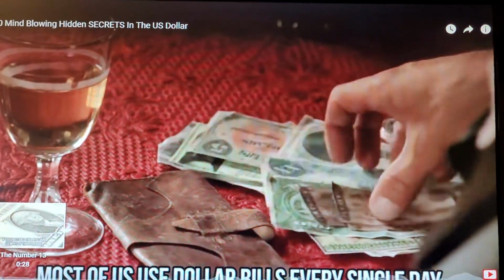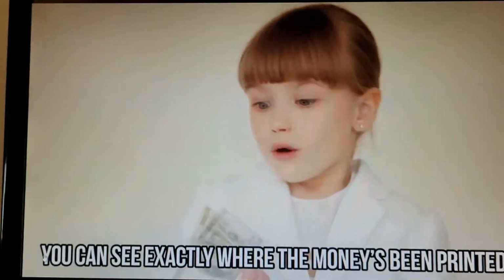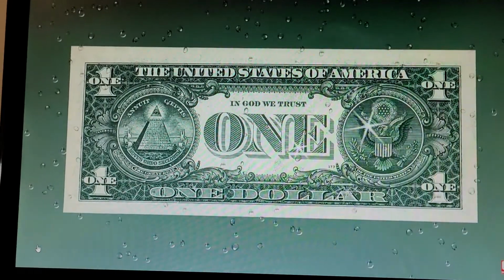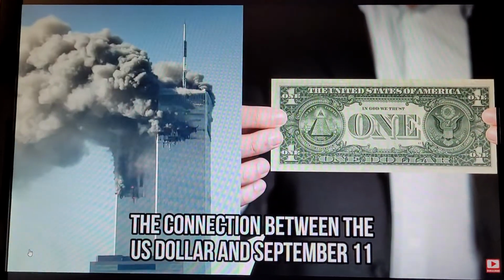Most of us use dollar bills every single day, but have you ever looked at the paper closely? Did you know you can see exactly where the money's been printed and other secret symbols it holds? You won't believe the connection between the US dollar and September 11th.